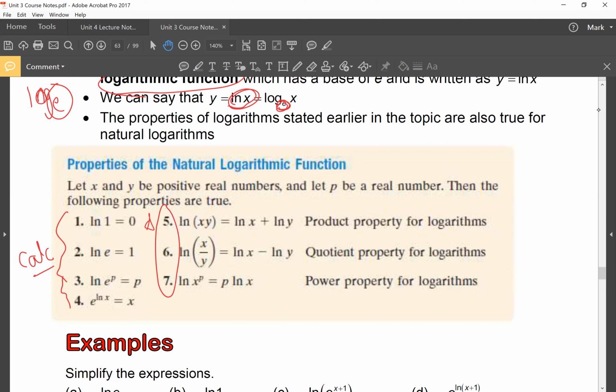Rules 5, 6, and 7 are the big rules. Literally no difference here. If it's a natural logarithm and it's x times y, add the factors. If it's division, subtract the factors. If it's an exponent, bring the p down front. Same rules.